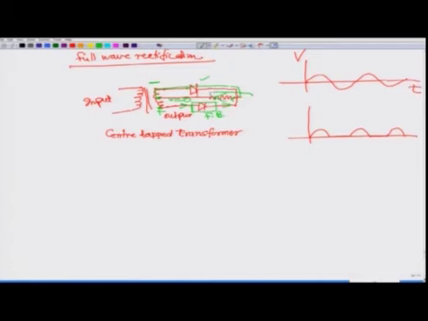So, as far as this resistance is concerned, you have current always, in the positive cycle also and in the negative cycle also. All the time you have current in this resistance and in the same direction. So, you will get this kind of output. This is known as full wave rectification.